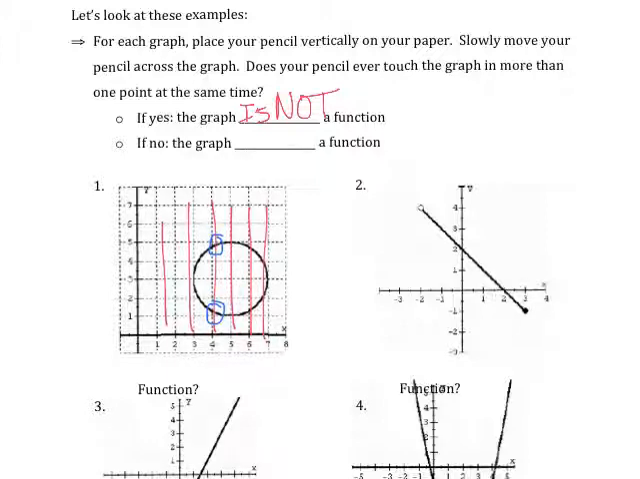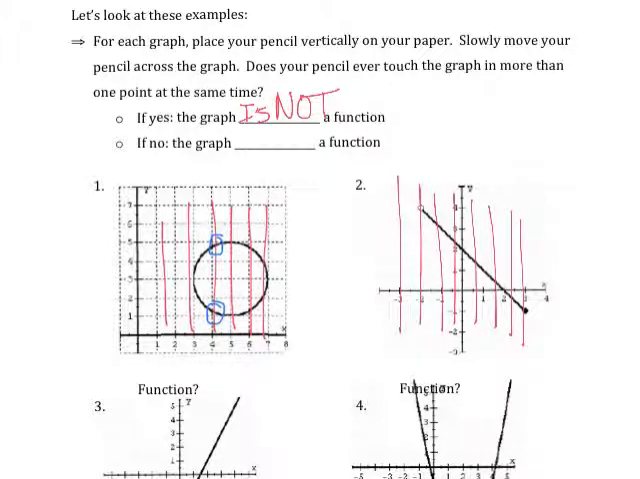Okay, if no, let's look at number 2. So I start moving across with vertical lines. Do my vertical lines ever hit the graph at more than one point? No. That means every one of these inputs has exactly one output, right? So if it does not touch more than 1 point at any point, then it is a function. Okay, it's as simple as that.